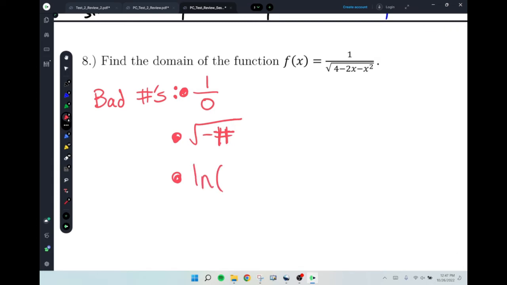ln of 0 or less, right? I should say ln of 0 or ln of a negative number, right? Those are all bad. Okay, but that doesn't happen this time. It's just worth you remembering. Those are domain restrictions. But in this case, I only see one of those apply. Actually, wait, no, I see 2 of them applying. A negative under a square root and a 0.